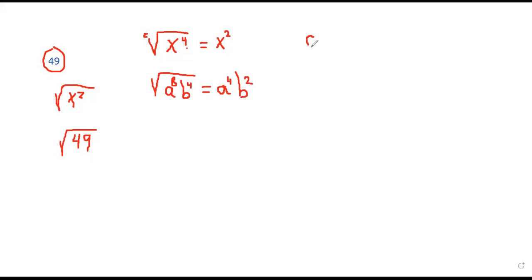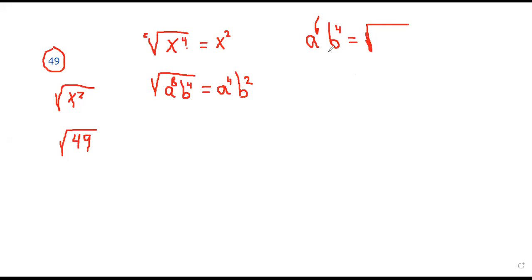What about if I have a to the power of 6, b to the power of 4, and I want to put this number under the radical sign, under the square root. So it will be what? A to the power of 6, b to the power of 4, and I want to put it under the square root. So what do we have to do? A to the power of 3, b to the power of 2. Yes, very good. How did you calculate it, Ahmed?